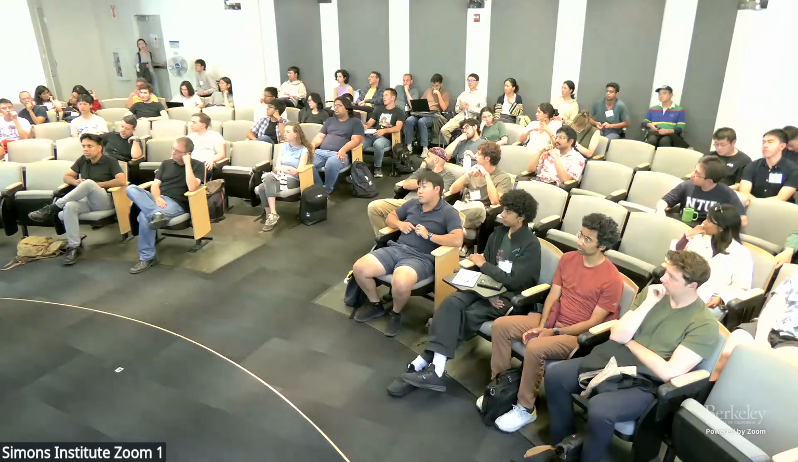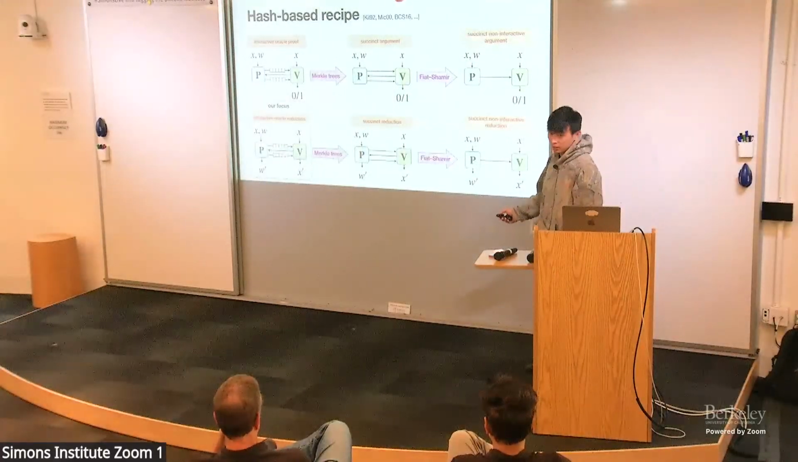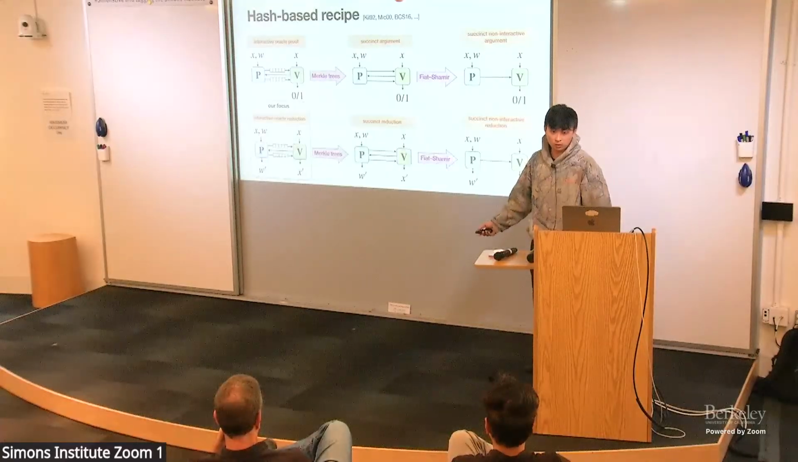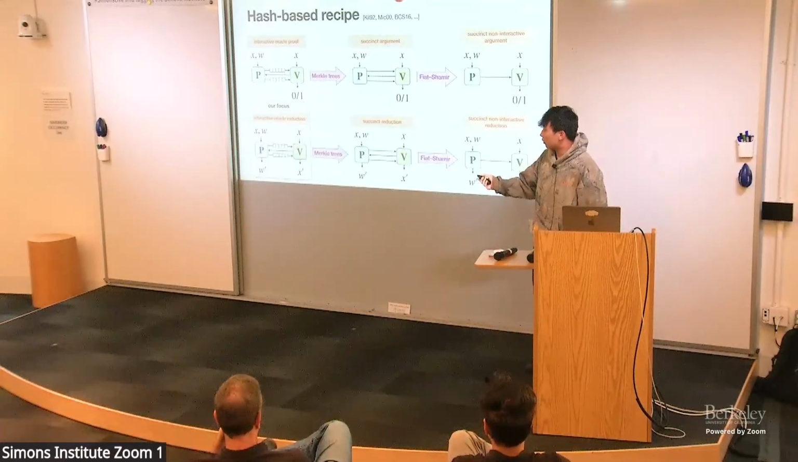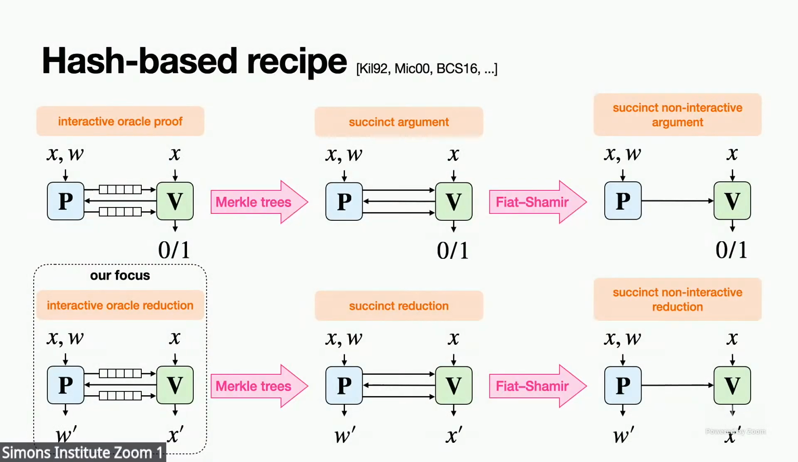Yeah, okay. So in a proof, I've kind of drawn it here as well, you can imagine that the verifier is just outputting a 0 or 1, whether or not the instance is in the language. In a reduction, the verifier is going to output some new x prime. And the guarantee is that if the original instance were in the language, then the new instance will be in this new language. And conversely, if the old instance were not in the old language, then with high probability, the new instance is not going to be in the new language.